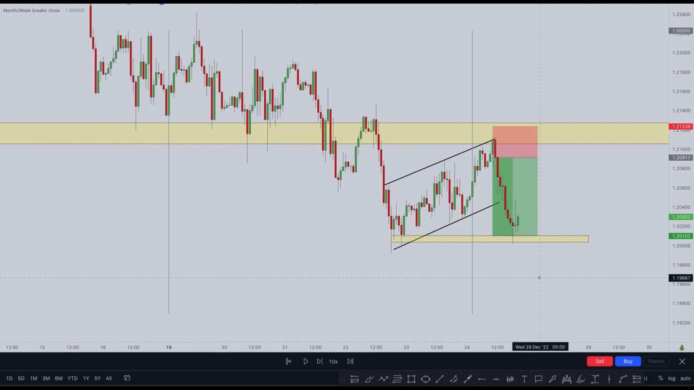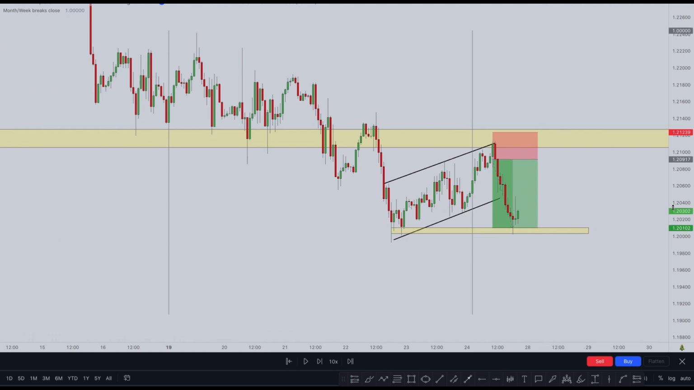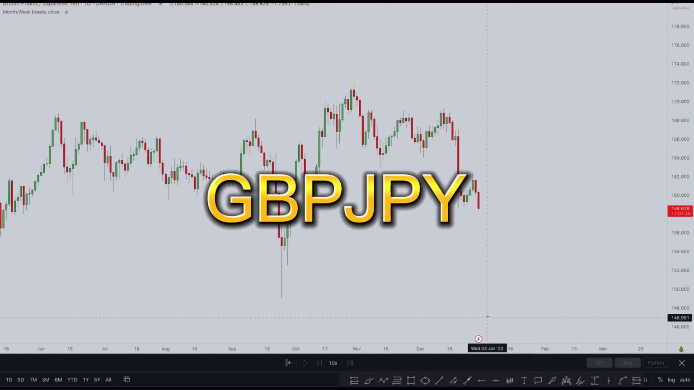So this is the same system that I keep on repeating. You don't want to keep your trading that complicated. Trading should be simple. You just need to know what you are looking for, and once you see that, you just take the entry, right? So let's take a look at another pair. Let's also take a look at GBPJPY.